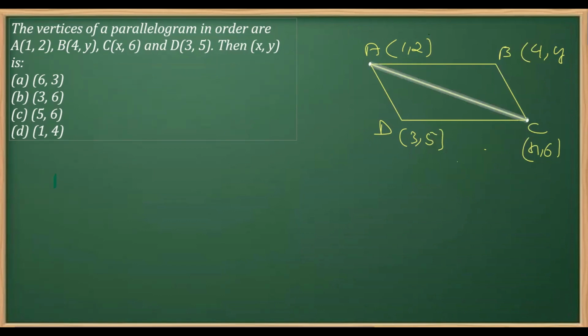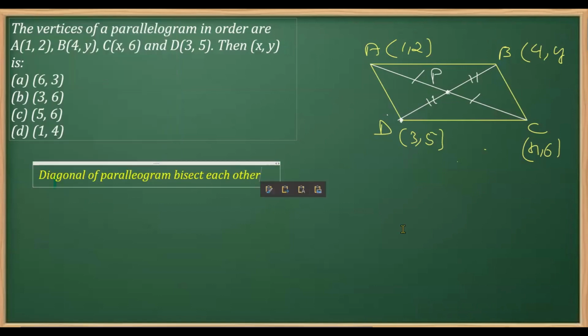Now, in this question we are going to use the concept that diagonals of a parallelogram bisect each other. Many of you actually apply the property that opposite sides of a parallelogram are equal, and then you end up doing it wrong. So check here, if I take this point as P, P is the midpoint of AC as well as BD. We are going to use the property that diagonals of a parallelogram bisect each other, and not that opposite sides are equal.